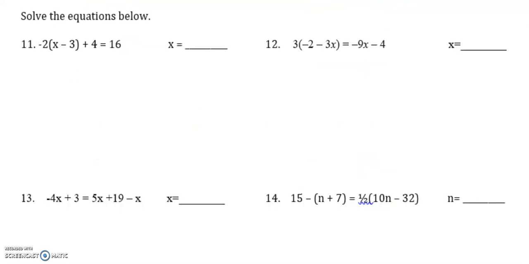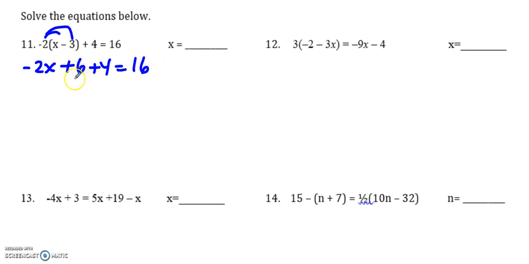Number 11, it looks like we're back to having the variables all on one side. So this one is probably distribute and combine first. So if I distribute that negative 2 in, remember we always want to multiply before we add, and we cannot do anything in the parentheses. So we are forced to do the distributive property because we cannot legally do the order of operations. So I'd have negative 2x, negative 2 times negative 3, positive 6, plus 4 equals 16.